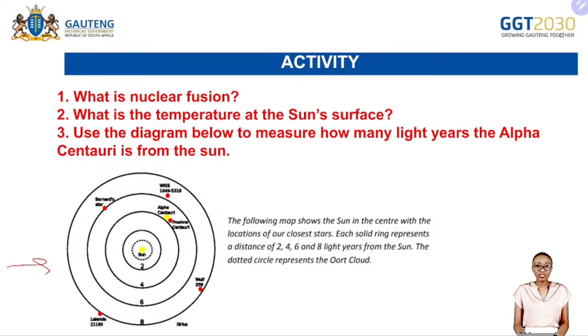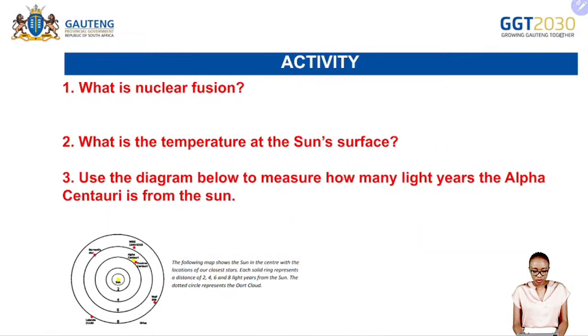Let's read the information that the diagram came with. The following map shows the sun in the center with the locations of our closest stars. Each solid ring represents a distance of 2, 4, 6, and 8 light years from the sun. The dotted circle represents the Oort cloud. Now you are supposed to use this information to answer question number 3. Now let's look at the solutions together.